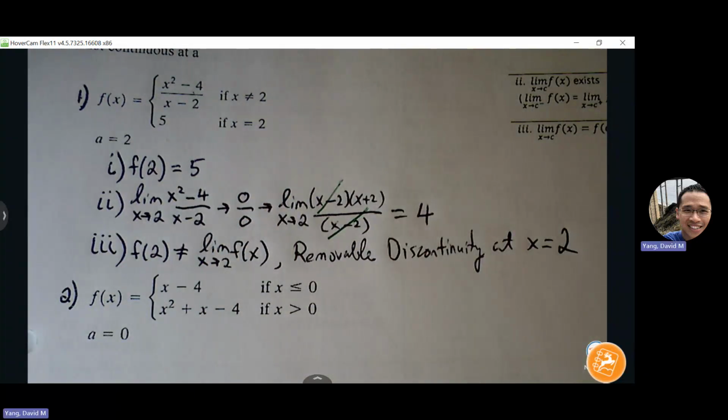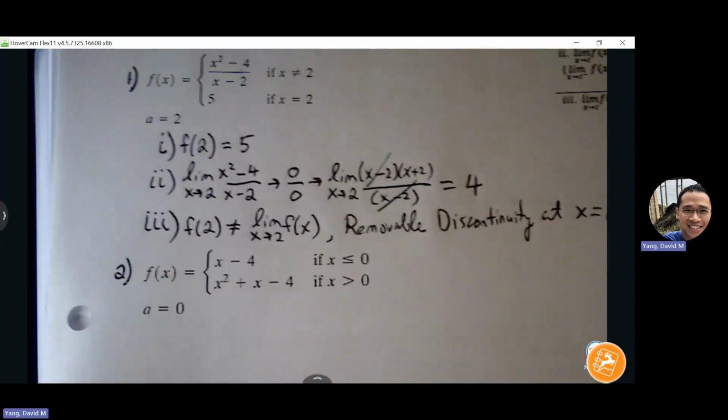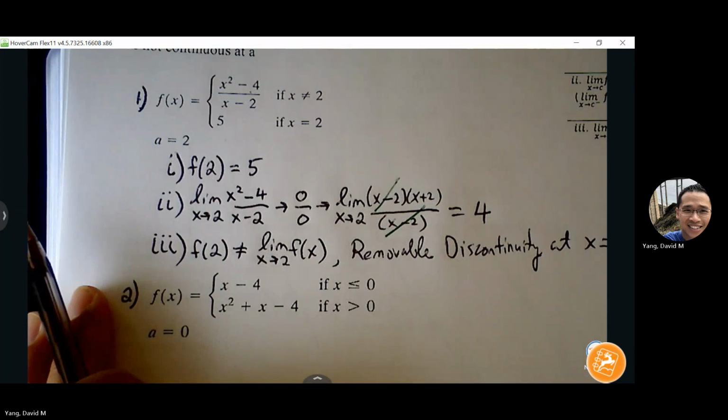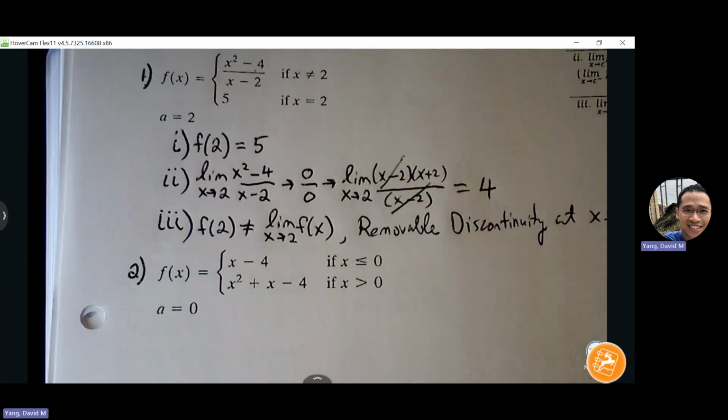So if it was not removable, that means the second one would fail. That's right. If the second one fails, that means it's non-removable because the limit would not exist. Usually the way the limit fails is if one side limit is giving you 3 and the other side is giving you 7. So there's an obvious disconnect. But here we don't do one-sided limits because we don't have 2 different functions. All right. Everybody good? All right, number 2.